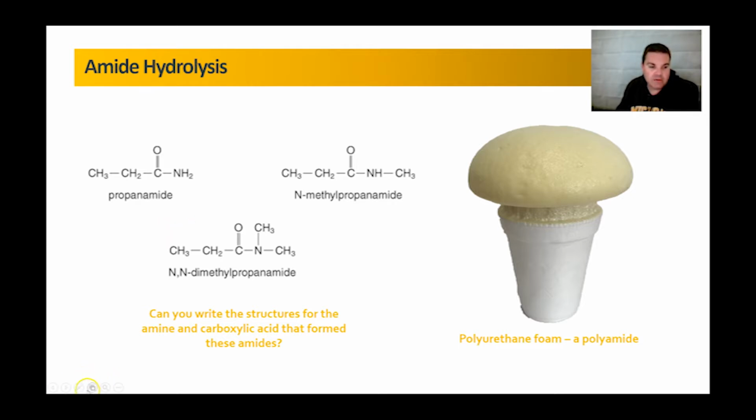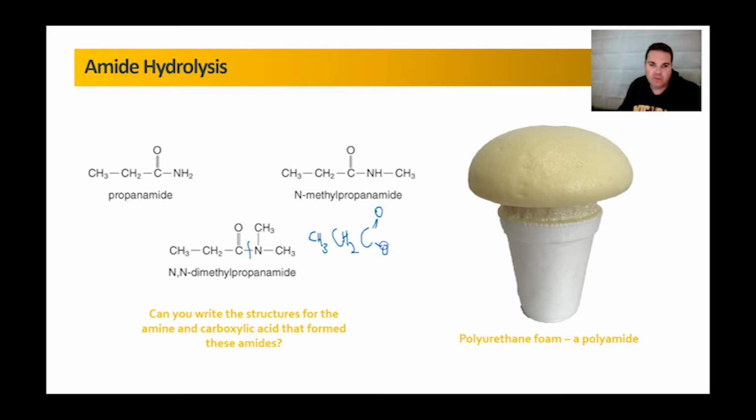What I'm going to do now is just show you on the first one. So here, actually I'm going to show you on this third one here, which is the most complex one. So to do your hydrolysis, what you want to do is break this amide bond that you've got here between the carbon and the nitrogen. Okay, then you're going to put your water back in. So you can end up with your CH3, CH2, and then your carboxylic acid functional group here.